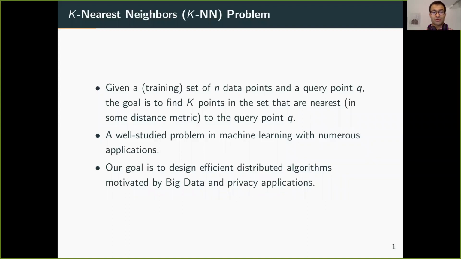And our goal is to design efficient distributed algorithms motivated by big data, where your input data is large and you want to use multiple machines to efficiently process them, or you have privacy concerns, such as you have data of patients from multiple hospitals and you don't want to bring all of them in a single machine to process them.